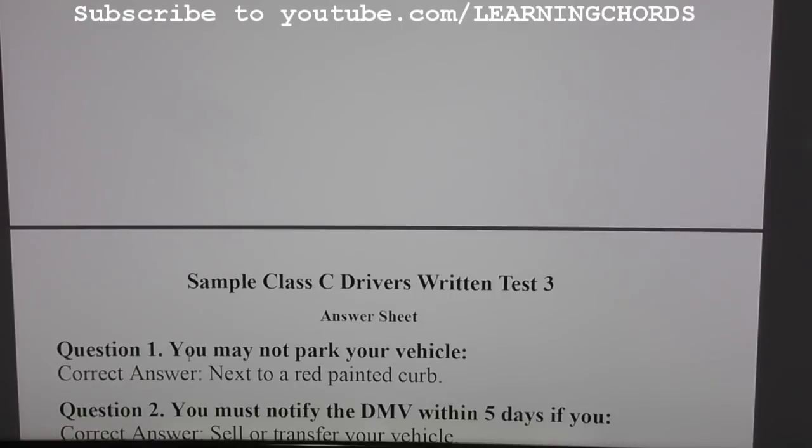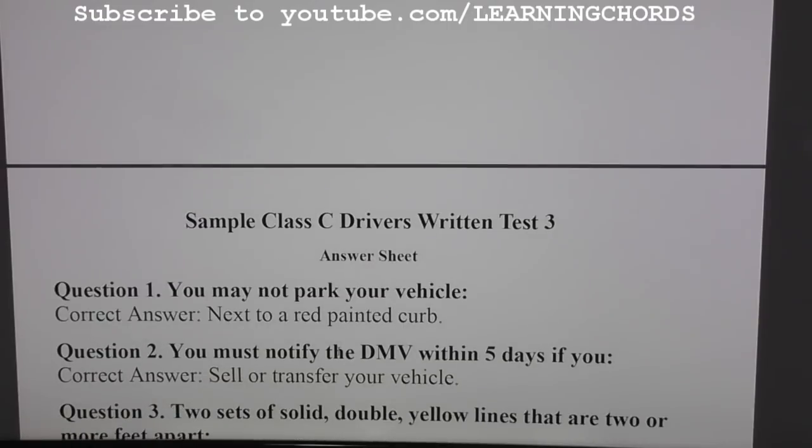Test 3. Question 1. You may not park your vehicle next to a red painted curb. Very true. If it's a red painted curb, red is no, no, no, don't park there. If you park in front of a red painted curb with a fire hydrant, that is a huge citation, and if there is a fire at a house in front of that, it is perfectly legal for the firemen to break your car windows and push the hoses straight through your windows, and they are not liable. And you will get a citation, and you'll probably get your car towed after that's over. So next to a red painted curb, do not park.